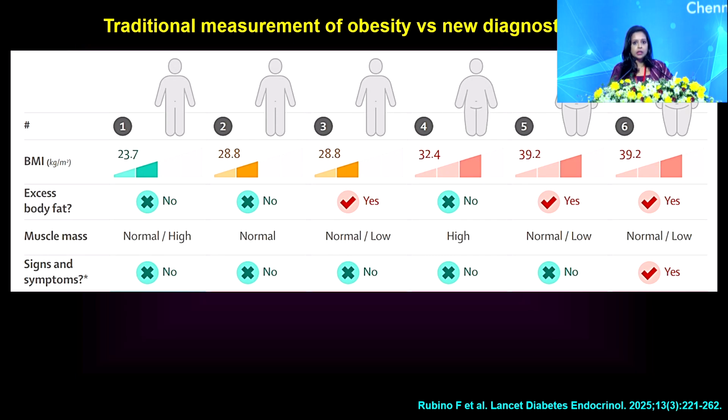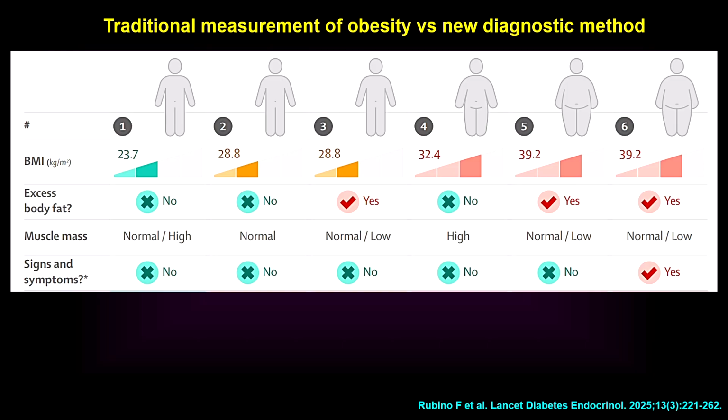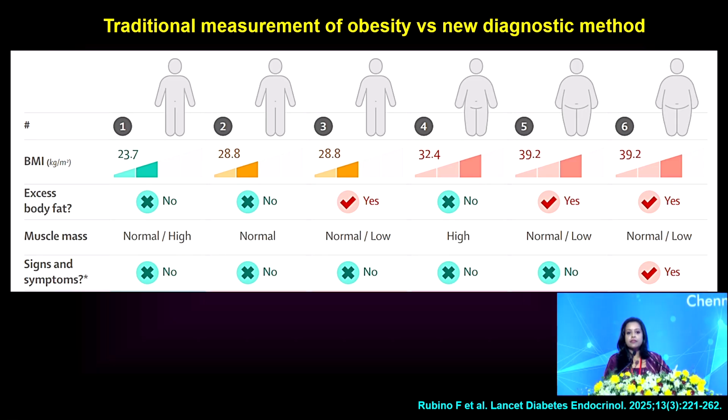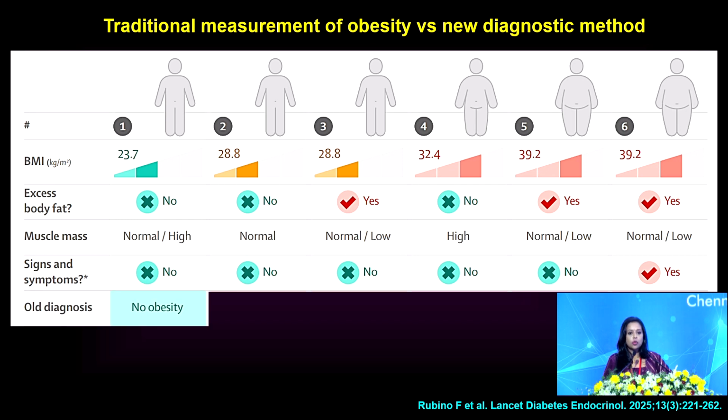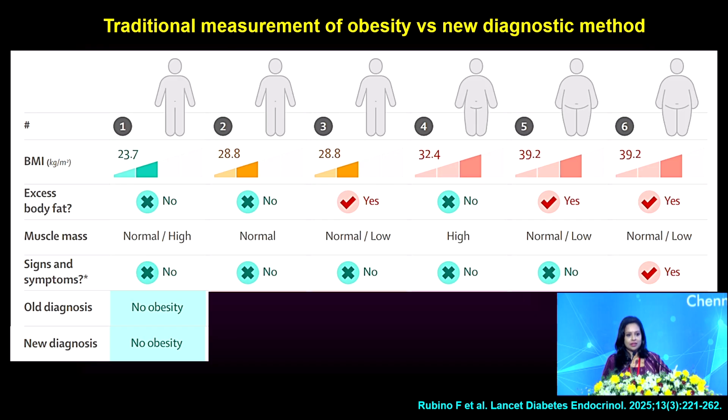So here's a quick assessment of how we will do this. So pay attention. I'm going to ask you for the diagnosis, the old and the new. So excess body fat, no. Muscle mass is normal. Signs and symptoms, what's your diagnosis? Old diagnosis, new diagnosis? Old diagnosis, no obesity. New diagnosis, no obesity, right? This person is normal. Next one, no excess body fat, muscle mass is normal, signs and symptoms are there, but BMI is now 28.8.